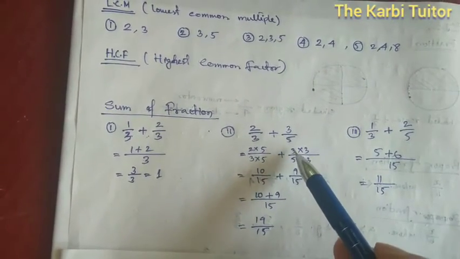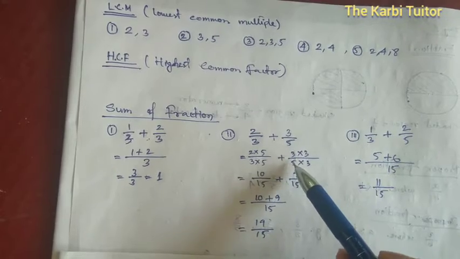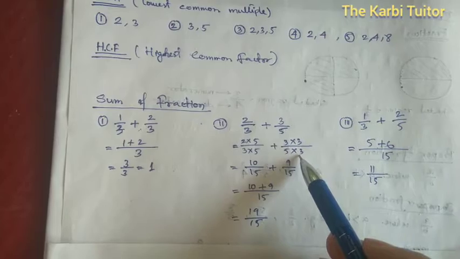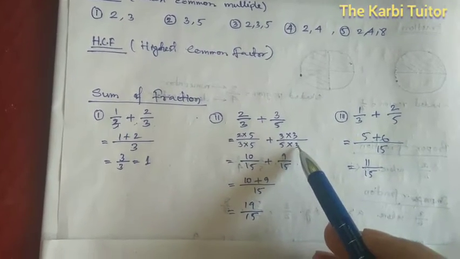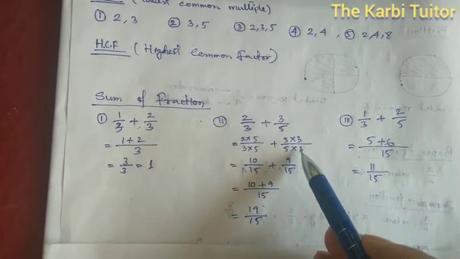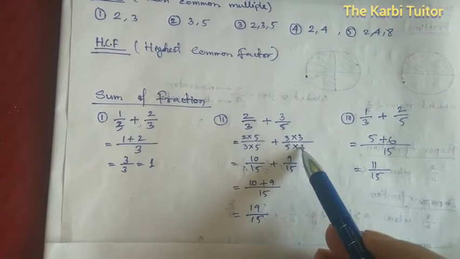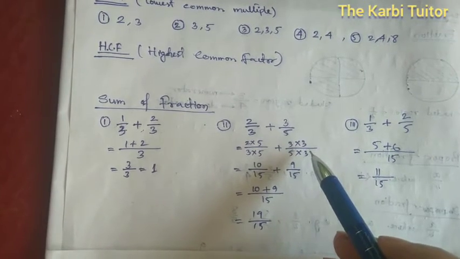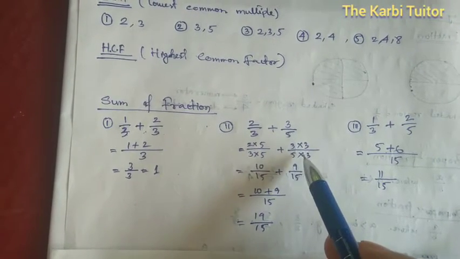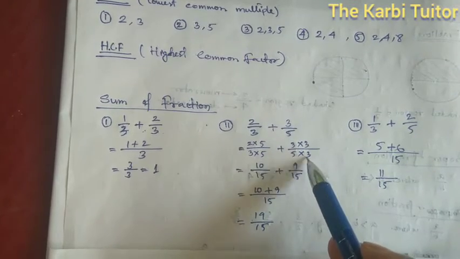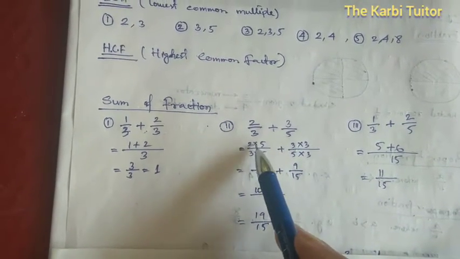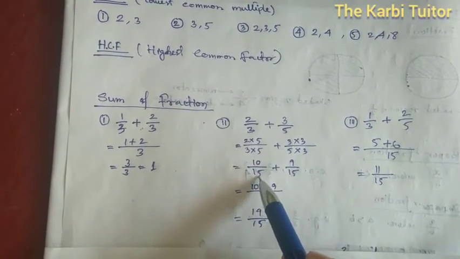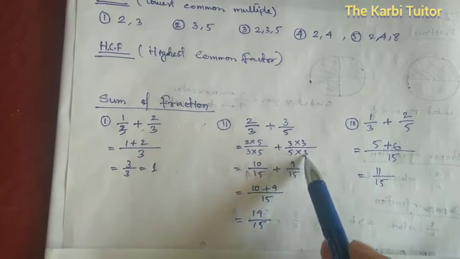The same way here, this is 3 by 5, LCM is 15. So what do we have to multiply here to get 15? We know that we have to multiply by 3. So if we multiply 3 in the denominator, then we also have to multiply 3 in the numerator. So this is 15, then write the product. 2 into 5 is 10, 3 into 3 is 9, 5 into 3 is 15.